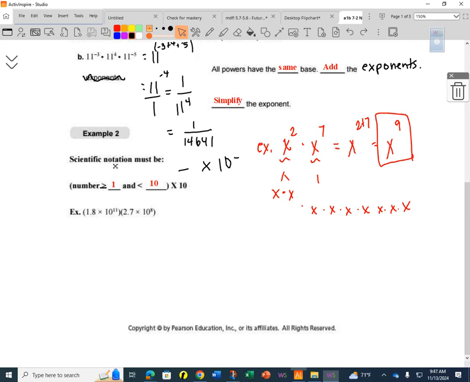So this is an example of two expressions that are written in scientific notation, and they're asking us to multiply them. 1.8, that's between 1 and 10, times 10 to the 11th power, so that's in scientific notation. 2.7 times 10 to the 8th power, 2.7 is between 1 and 10, so it's in scientific notation. Does that make sense?